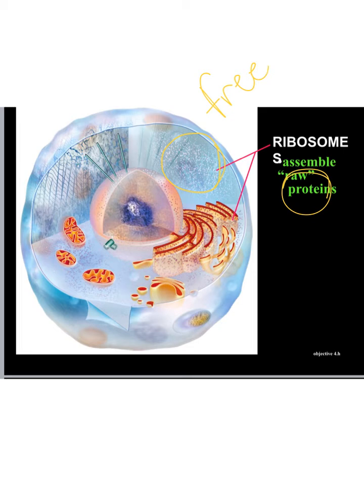Or we can have ribosomes that are bound to the ER. So these ribosomes are attached to what's called the ER. That is the endoplasmic reticulum. And when it has ribosomes attached to it, we call it the RER, or the rough endoplasmic reticulum. And that's because when we look at it under a microscope, the presence of those ribosomes kind of give it a rough or a textured-like appearance.